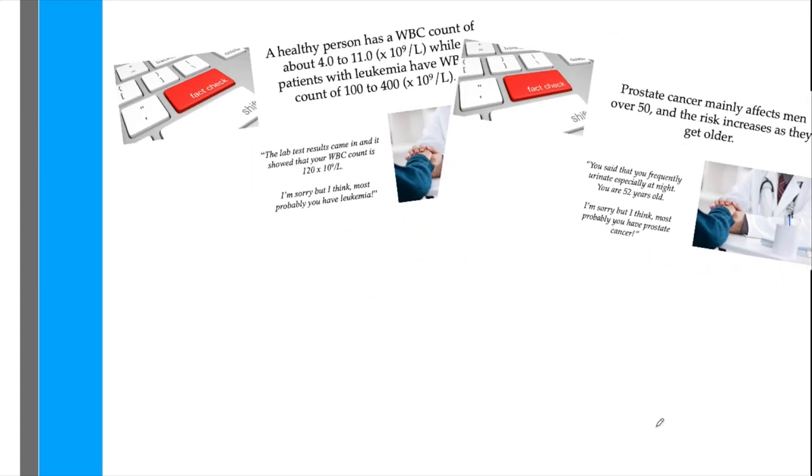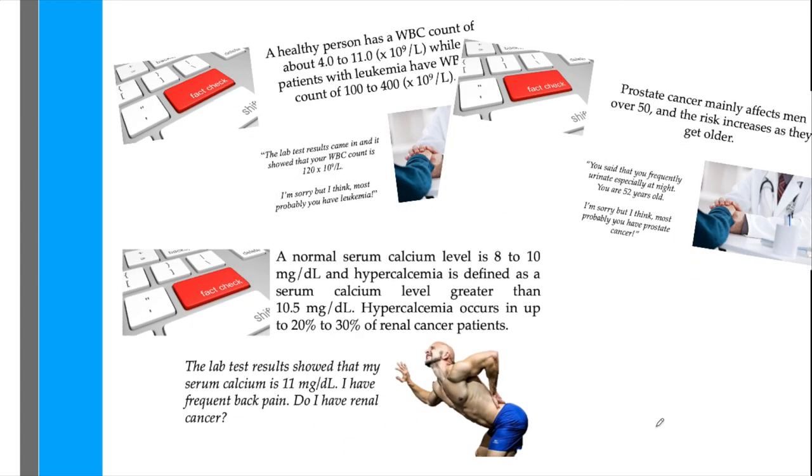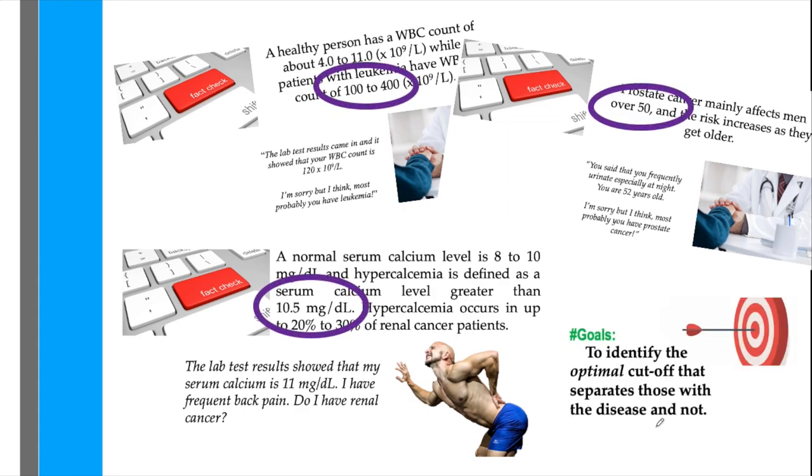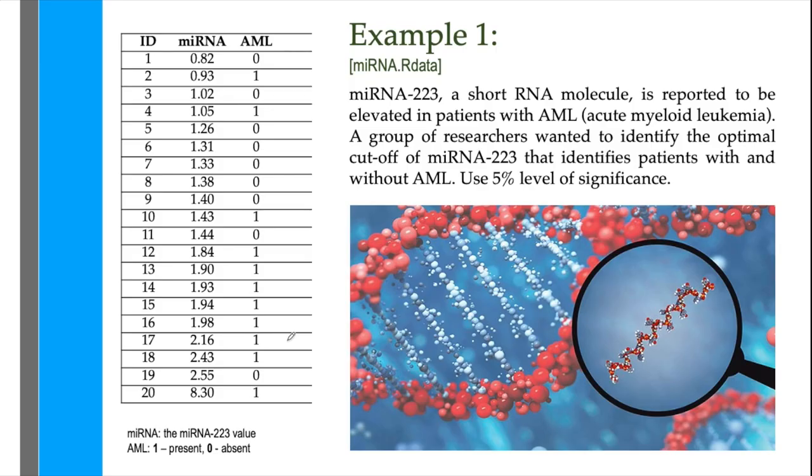Now, given those three scenarios, the goal of this topic, which is the ROC analysis, is to identify the optimal cutoff that will separate those with the disease and those without. Meaning, we're going to determine the cutoff and how accurate that cutoff will be. Now, for an example, we're going to make use of the miRNA.RData. miRNA is actually microRNA, a small non-coding RNA molecule, which is reported to be elevated in patients with acute myeloid leukemia or AML.